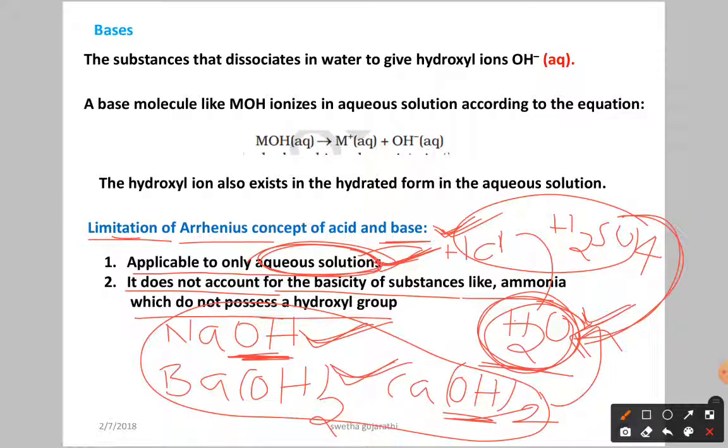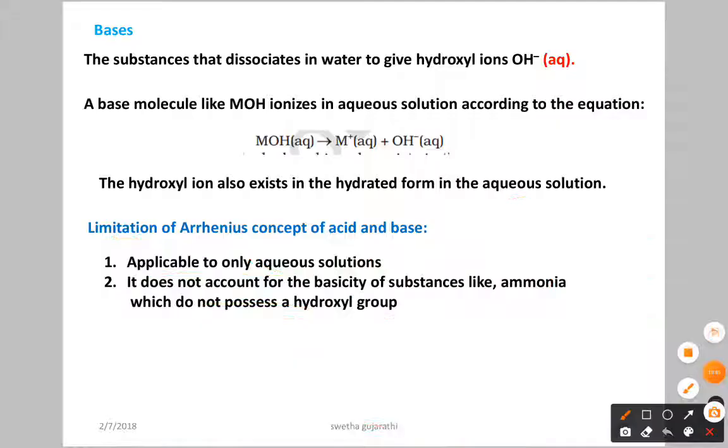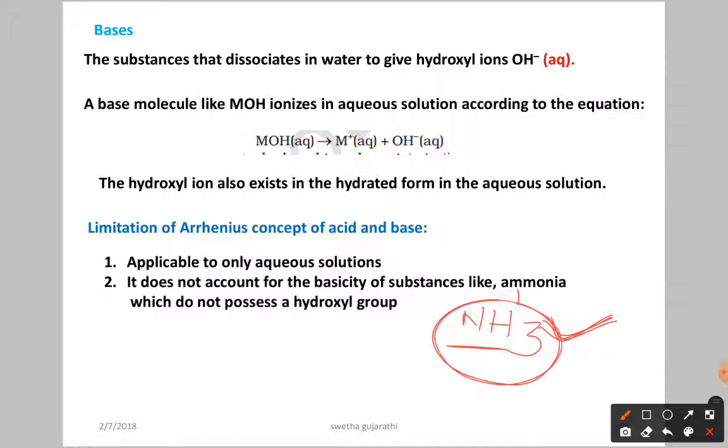But if you see ammonia, what is the formula? NH3. Do we have an OH group here? No, it is not there, but still it is a base. Such molecules are not explained by the Arrhenius concept. These are the two drawbacks: it is applicable only to aqueous solutions, and some molecules having basicity are not explained by Arrhenius.